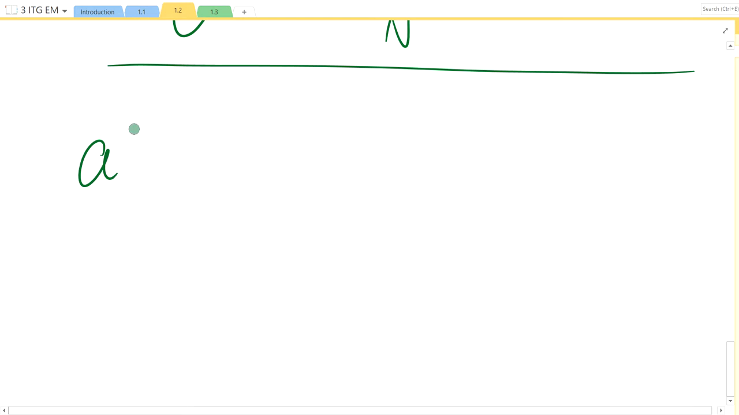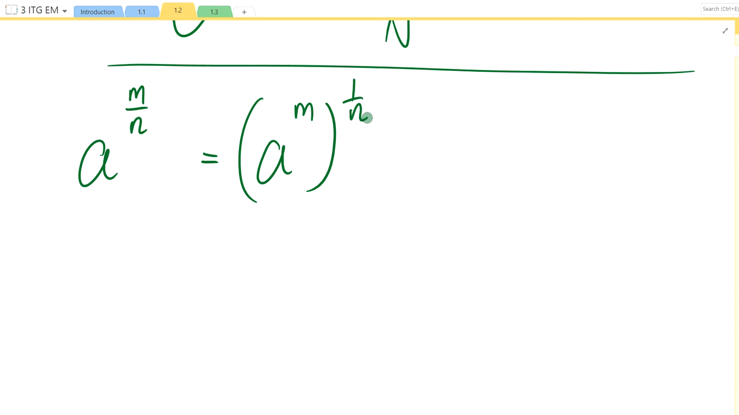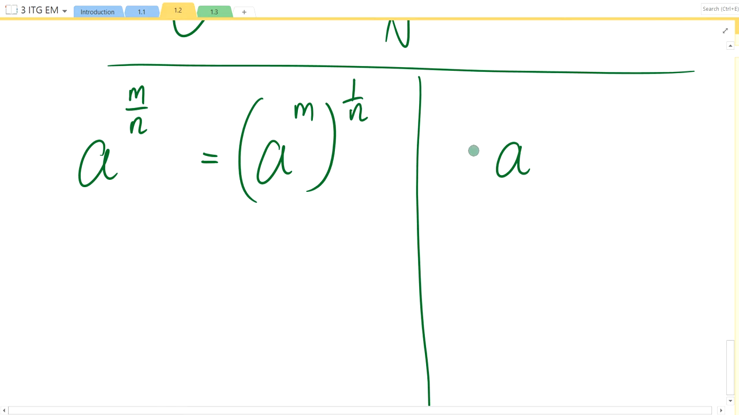Next, what about things like this? a power m over n. What does this mean? Can I split the fraction? Yes, I can, right? I will get a power m times power 1 over n. Is this correct? Yes, because if I expand the right hand side, I just simply have to multiply them together. Is this the only way to do it? Alternatively, do the root first, like this. Agree that they are the same?